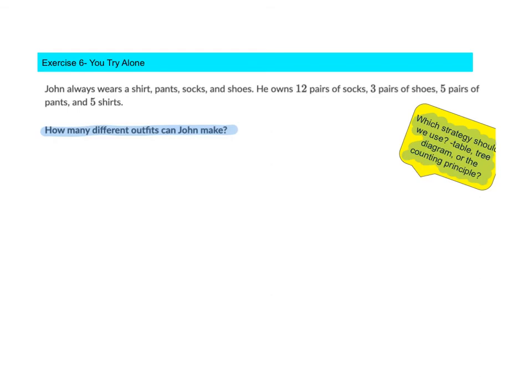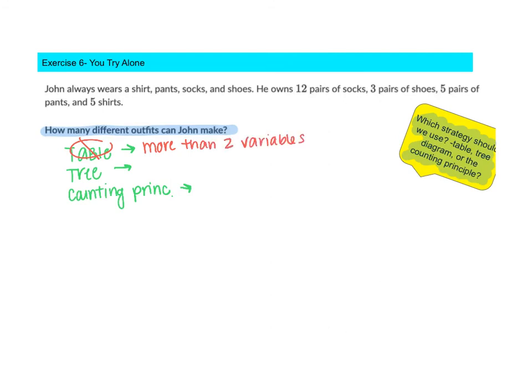Go ahead and begin. All right, the first thing we needed to do here, or you needed to do here, was identify what strategy you should use. So the first one is our table. Should we use a table to do this? What do you guys think? Let me know in the chat, yes or no. All right, we should not use a table, and the reason is there's more than 2 variables. For tables, we can only do 2 variables because we have that top and the side.